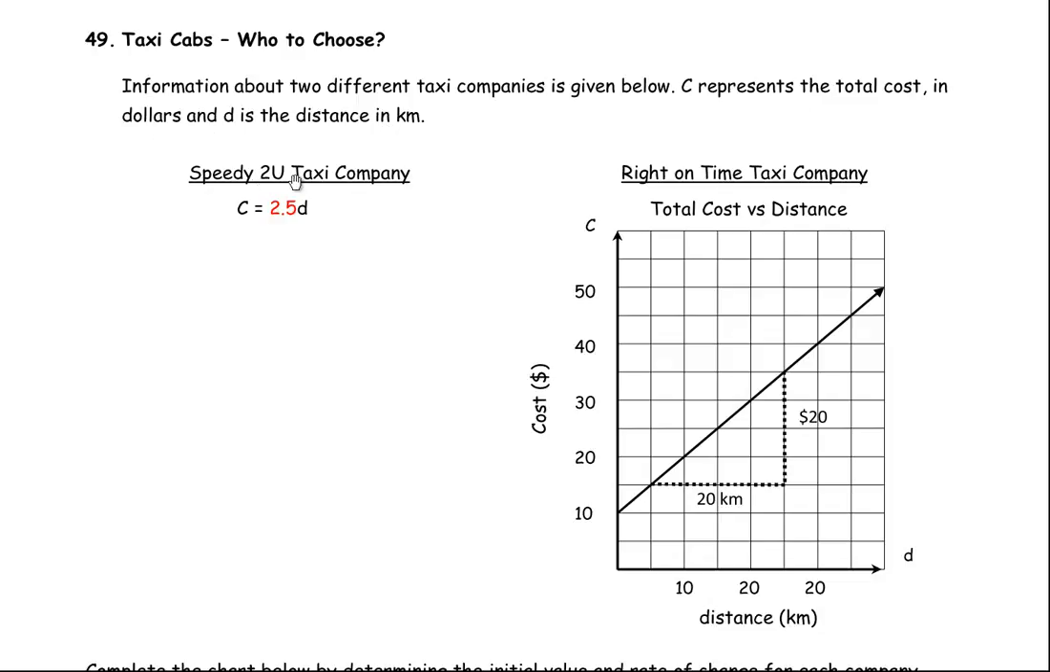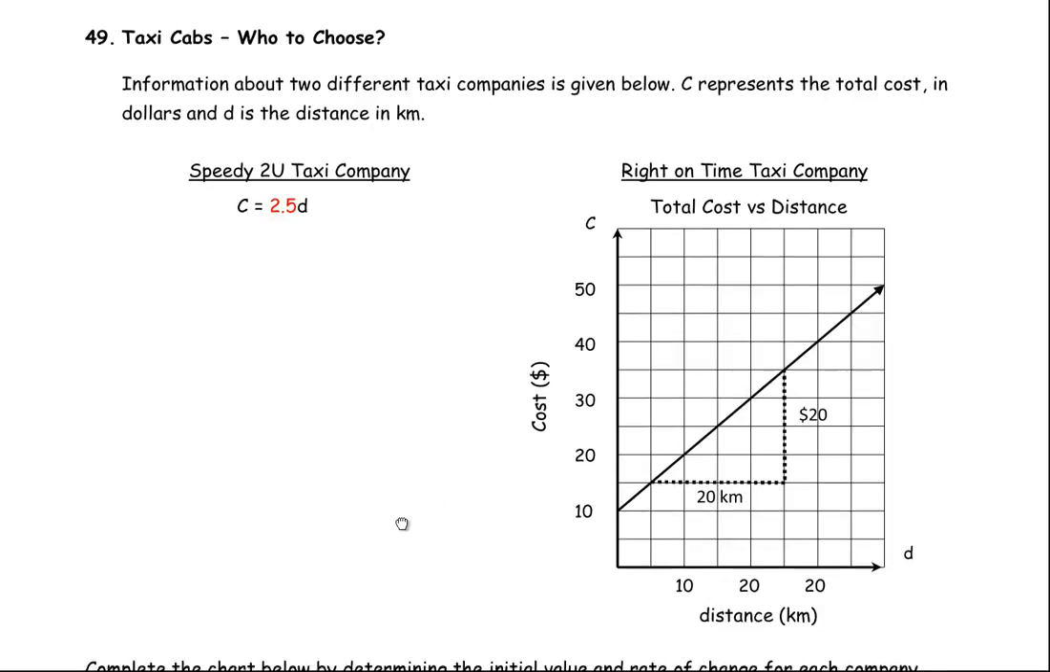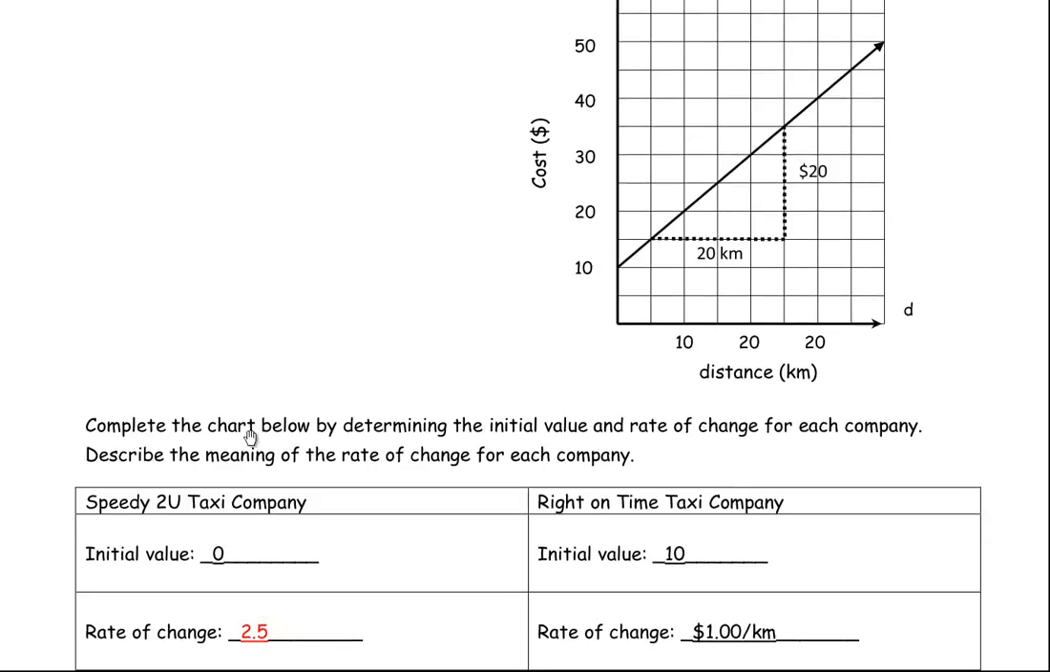So for the Speedy to U taxi company, the equation is C equals 2.5D, and they're given a graph for the Right on Time taxi company. If you're looking at the graph online or in the downloadable PDF, the only thing you don't see is these two dotted lines in the 20s. You're asked to complete the chart below by determining the initial value and rate of change for each company, and then also describe the meaning of the rate of change for each company.